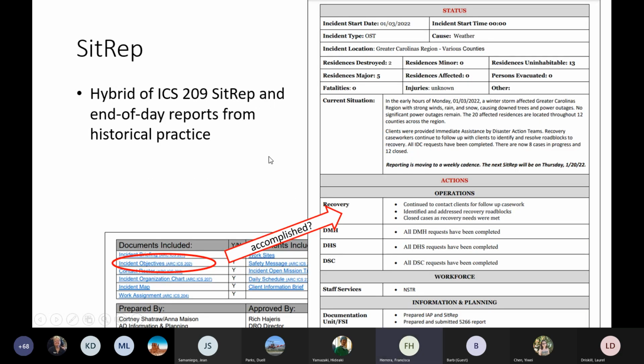So situation report. Ultimately, the situation report has become a kind of amalgamation of a couple of different things. It is not an incident command system document. It is sort of a hybrid between a 209 incident command structure document, which is their equivalent of a situation report, and a combination of what was a common practice in Red Cross to have the end of day reports from each of the units. So that was a historical practice. So now it's sort of a combination of both.